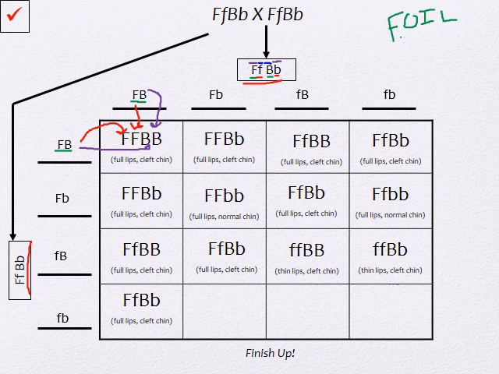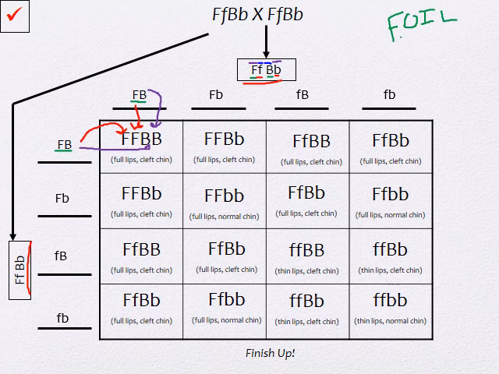For our final row, we'd have big F, big B, little b, full lips and a clefted chin. Then we'd have big F, little b, giving us full lips and a normal chin. After that, little f, big B, little b, thin lips and a clefted chin. And finally, little f, little b. So we've got 2 of the recessive traits showing. Now let's go ahead and add up the combinations we have.